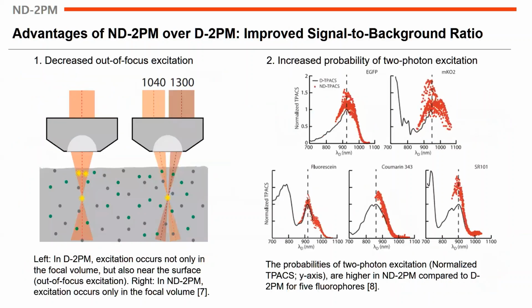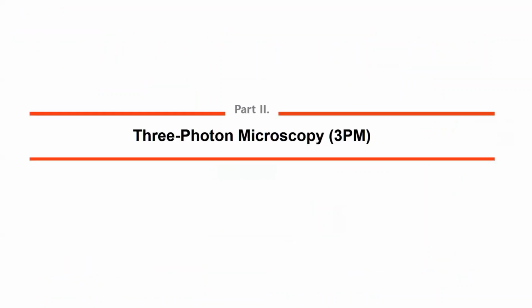The advantage of ND2PM over D2PM is that the signal-to-background ratio is improved. First, in D2PM, excitation occurs not only in the focal volume, but also near the surface, which is called out-of-focus excitation. However, in ND2PM, excitation occurs only in the focal volume. Also, the probability of two-photon excitation is higher in ND2PM compared to D2PM. Therefore, ND2PM provides improved image quality, even for deeper penetration depth.